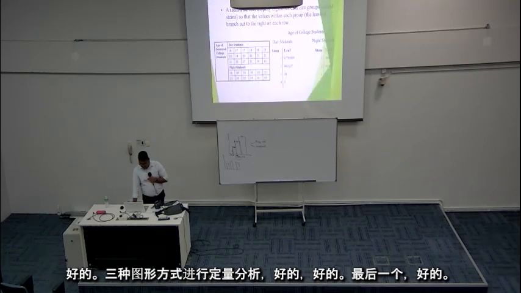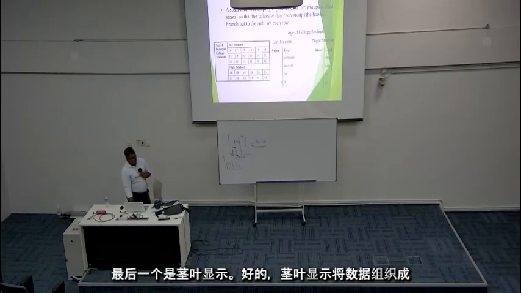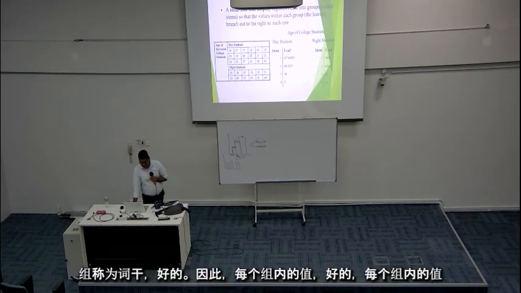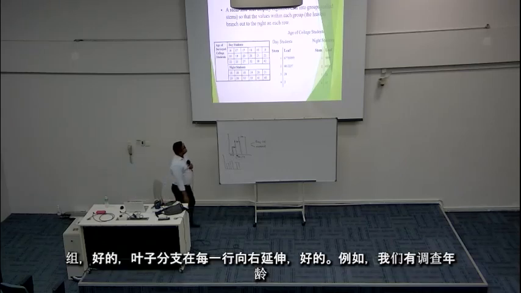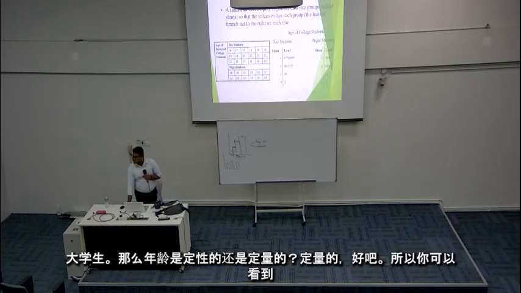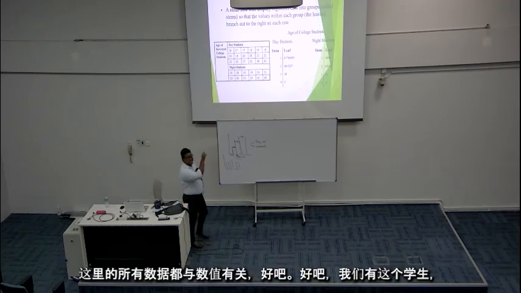And the last one is a stem and leaf display. A stem and leaf display organizes data into groups called the stem, and the values within each group, the leaves, branch out to the right on each row. For example, we have the age of surveyed college students. Is age qualitative or quantitative? Quantitative.